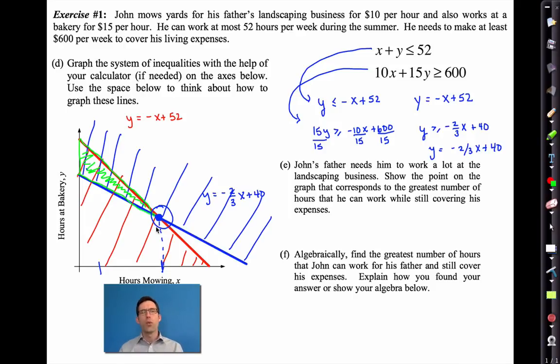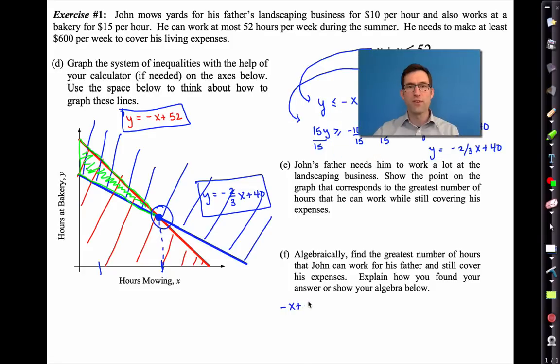All right. We can find that point algebraically by solving the system of equations, not inequalities, given by these two. So in other words, I can solve for when negative x plus 52 is equal to negative 2/3 x plus 40.